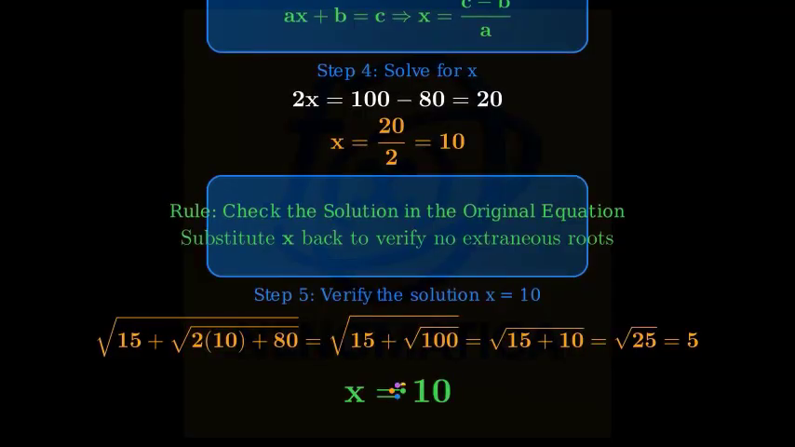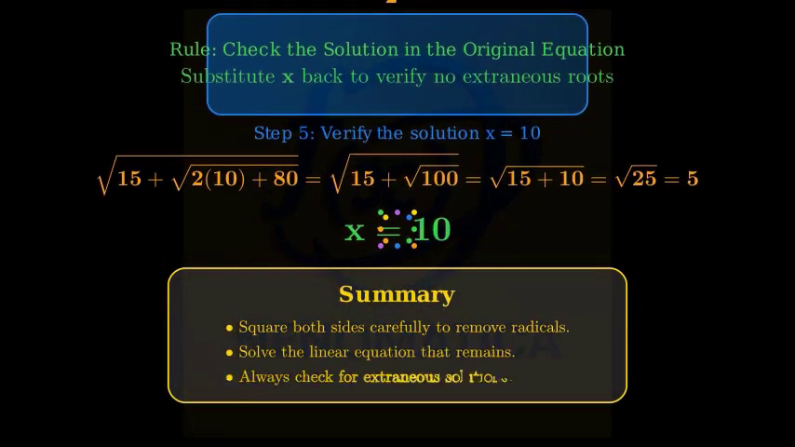Final result. The solution is x equals 10. Enjoy a quick celebration. Summary. We squared both sides twice to remove the radicals, solved the resulting linear equation, and verified the solution to avoid extraneous roots. Practice similar problems to master the process.